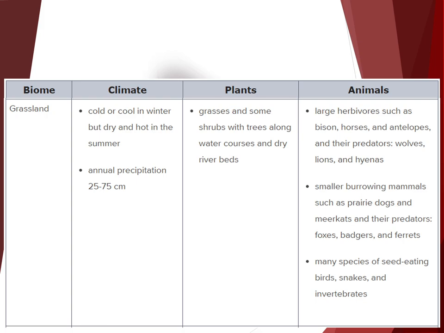The animals that you find in the grasslands are large herbivores like bison, horses, and antelopes, as well as their predators like wolves, lions, and hyenas. You'll also find small burrowing mammals such as prairie dogs and meerkats, as well as their predators. And then many different species of seed-eating birds, as well as snakes and invertebrates.